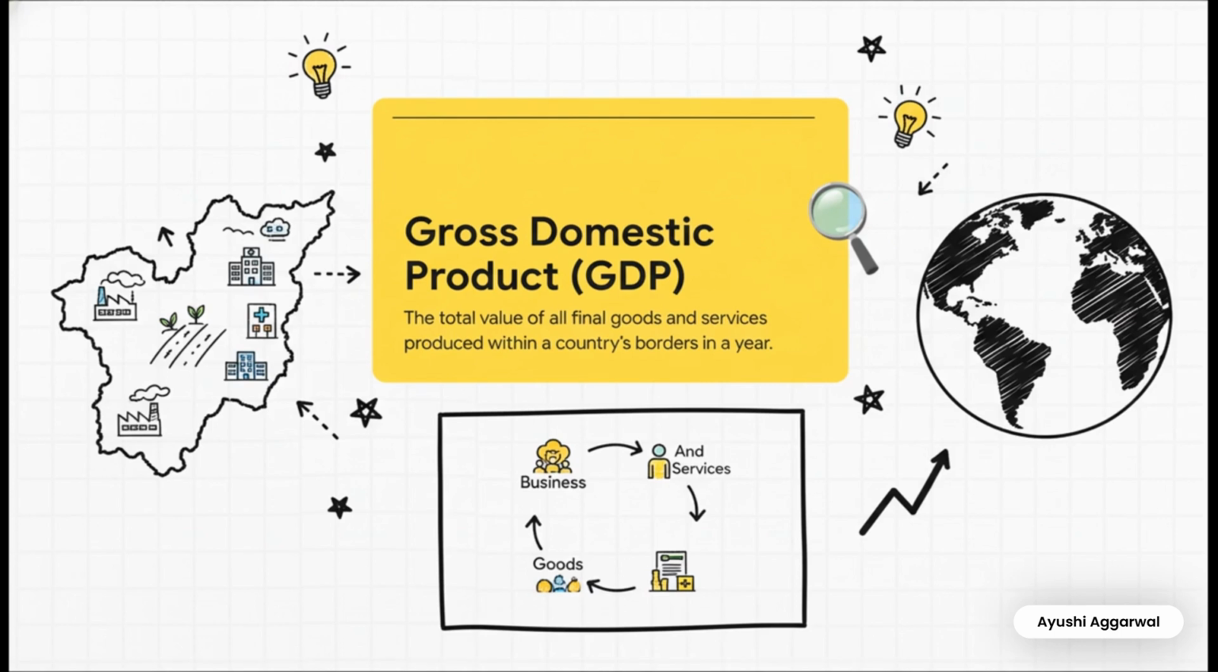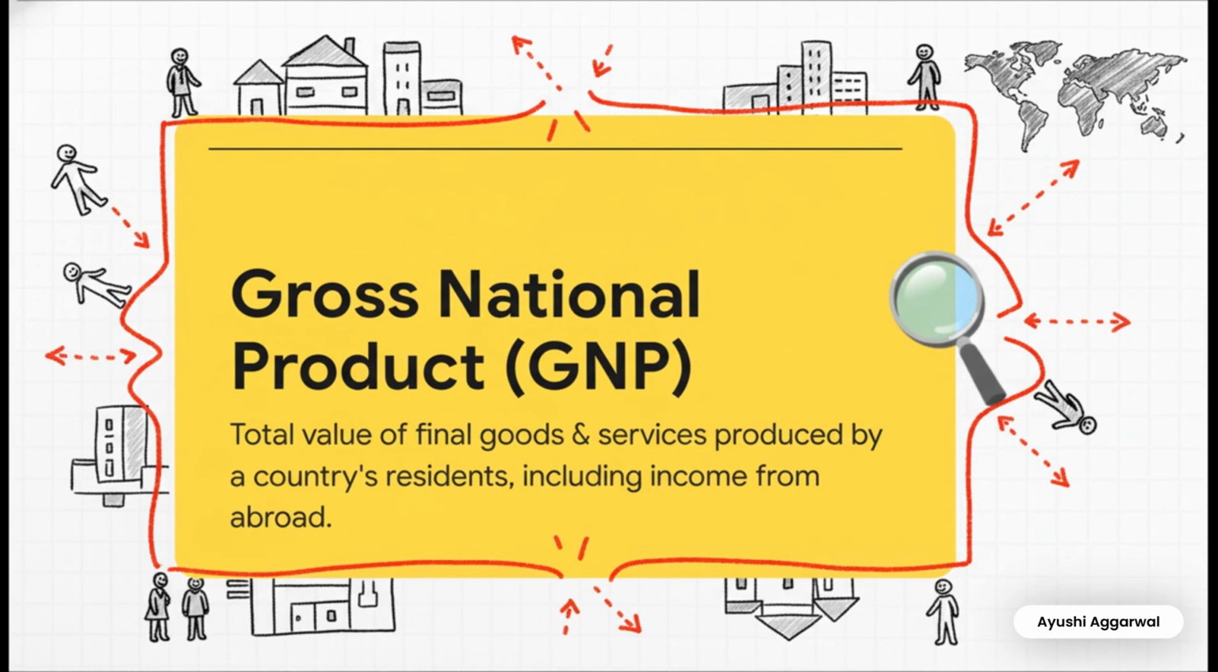The key to understanding GDP is just one word, domestic. Its focus is purely on the geographical boundary. That means whatever is produced within a country's borders in a year, it doesn't matter if it was by an Indian company or a foreign company, it all gets counted in that country's GDP. Let's move on and see how this builds.